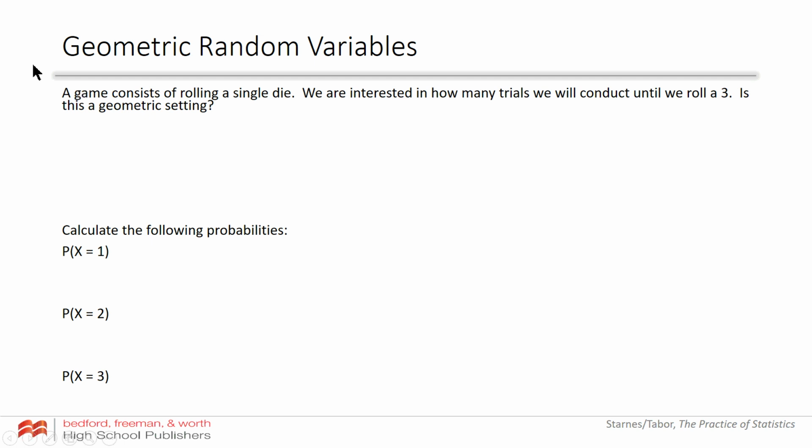So let's look at another example. A game consists of rolling a single die. We're interested in how many trials we will conduct until we roll a 3. Is this a geometric setting? So we're going to check.